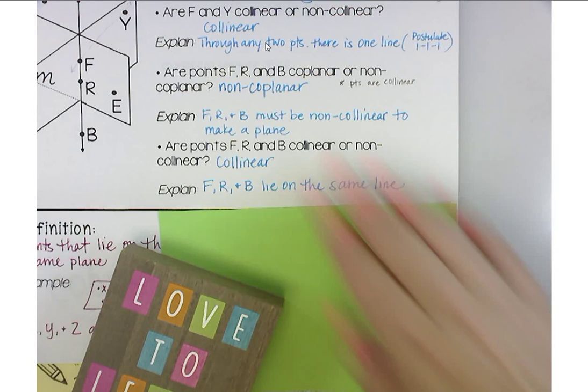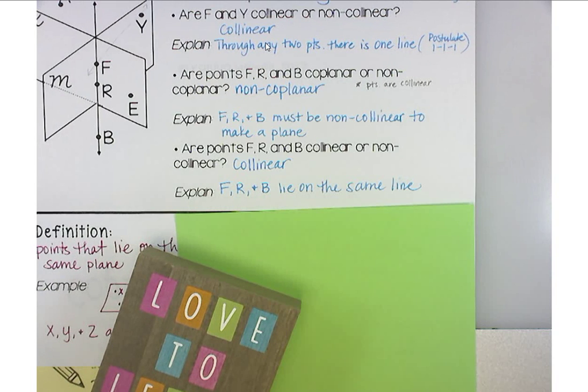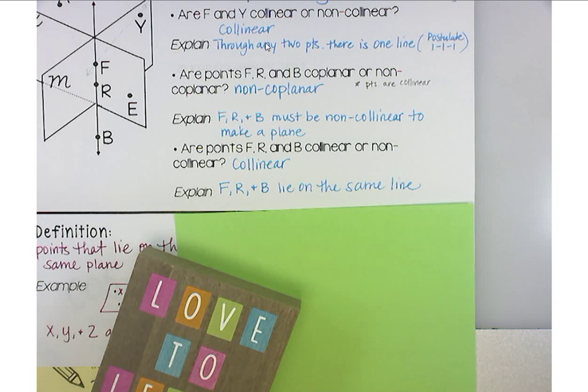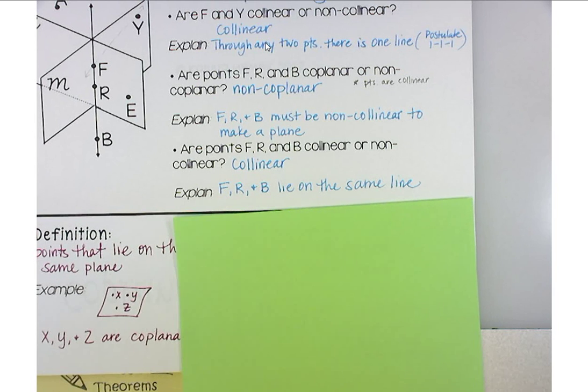So F, R, and E, those are going to be coplanar. Okay? B, R, and Y, those are going to be coplanar. The only ones you have to worry about are ones on the same line. And then when you're done with that, you can flip to your next page.